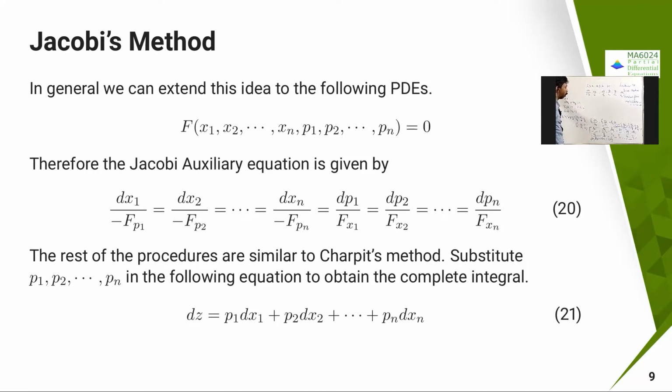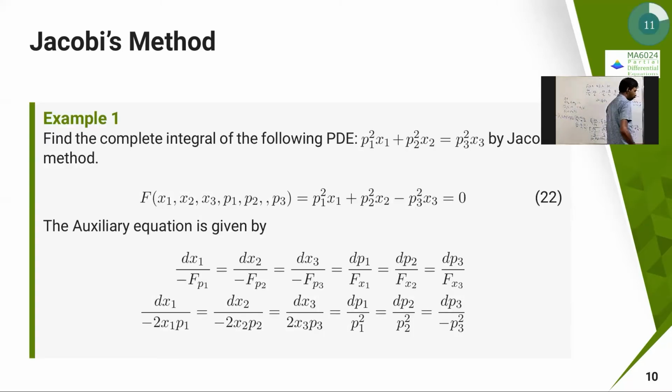Remaining things as it is, you follow it in the Charpit method, and then dz is going to become summation pi dxi. That is going to be your complete integral. So you have to solve for p1, p2, pn, and then substitute in the complete integral. So let us see two, three problems on how to solve using this procedure. This is the equation you have to remember. The rest are as we see in the Charpit method.